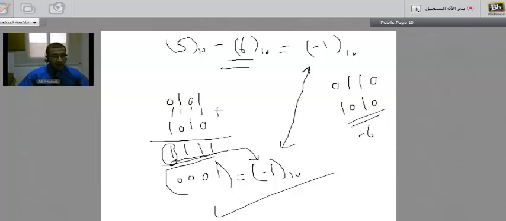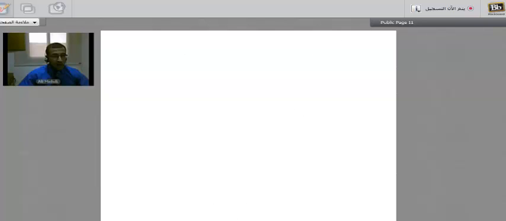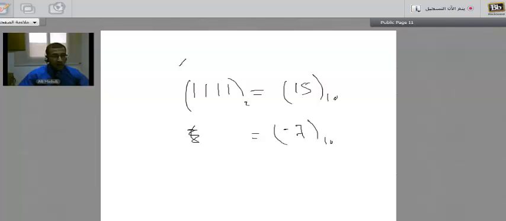Yes, I think I get your question. The question was how we differentiate whether this is a negative number or a normal number. For example, if we take the number 1111 in normal binary, it equals 15 in decimal. Now also it could mean that this number, if it was in complement or sign magnitude, is equal to minus 7. I think this was your question, if I'm not mistaken.